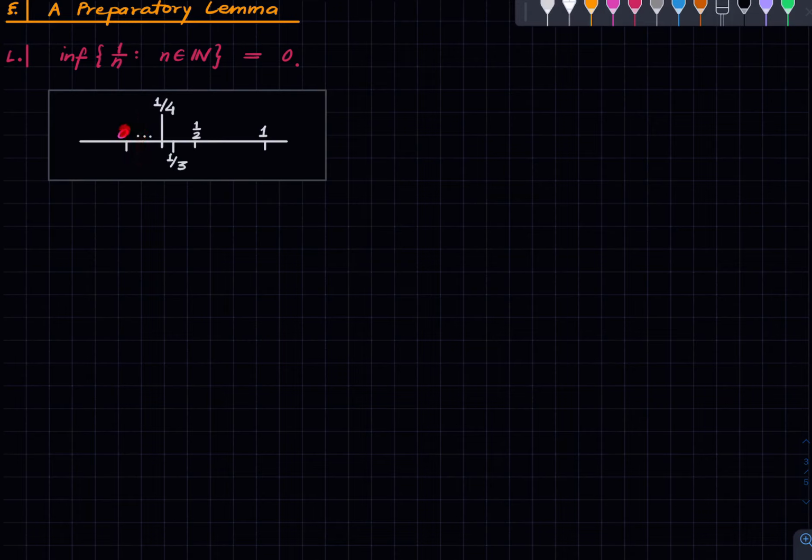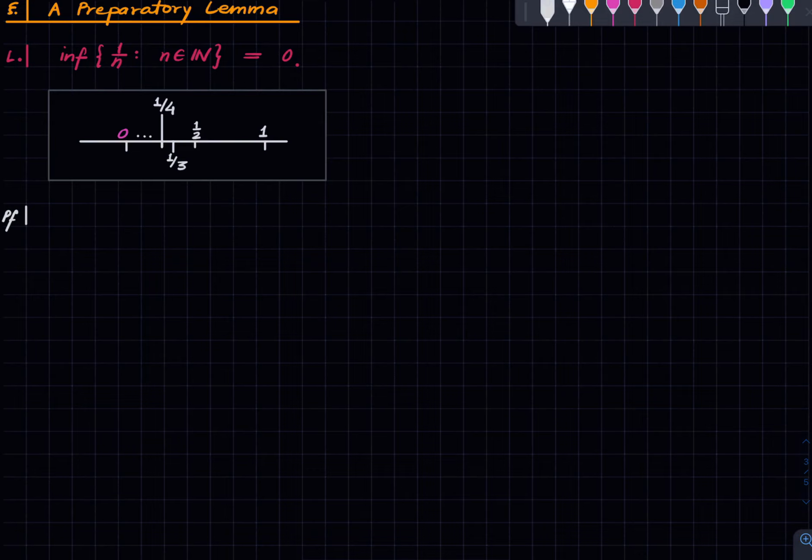Clearly, 0 is a lower bound. Everything here is greater than 0. And so 0 is a lower bound, but we want to show that it is actually the greatest lower bound. Okay, so let's prove this. And the proof is interesting. It's not entirely straightforward. It has an interesting maneuver.